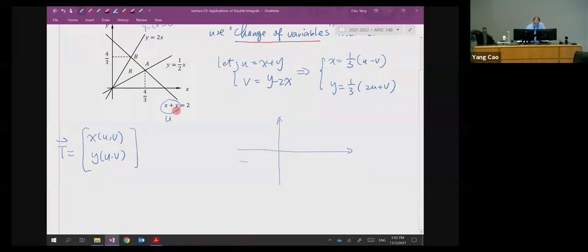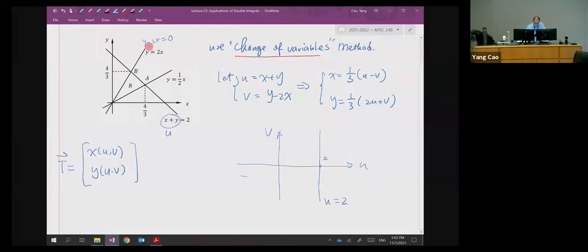First of all, the boundary x plus y equal to 2, because of our introduction of u, becomes u equal to 2. So if this is u and this is v, this is u equal to 2. And the other boundary, y equal to 2x, which is y minus 2x equal to 0, with the introduction of v becomes v equal to 0. So v equal to 0 essentially is the horizontal u axis.